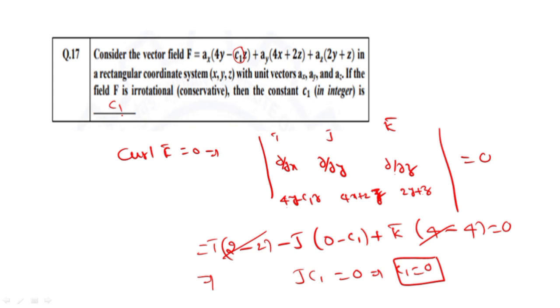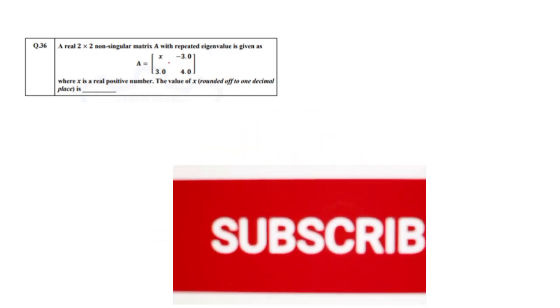Now we go for another problem. A real 2 by 2 non-singular matrix with repeated eigenvalues is given as A equal to this, where x is a real positive number, then the value of x is. So if this matrix has repeated eigenvalues, then find the value of x. That's the given problem.